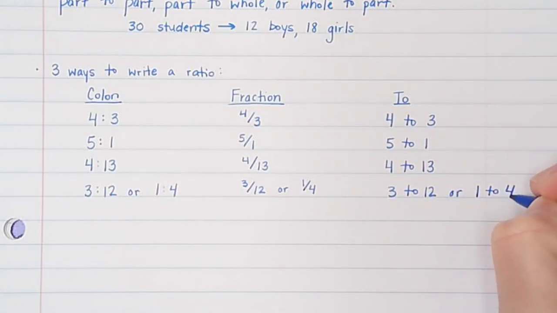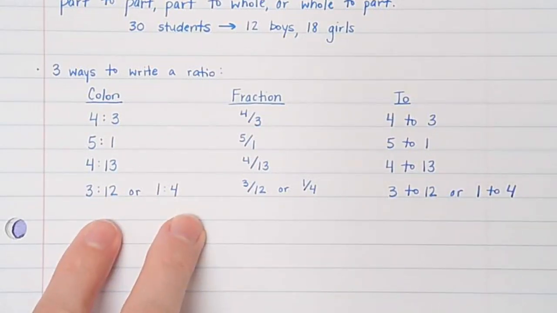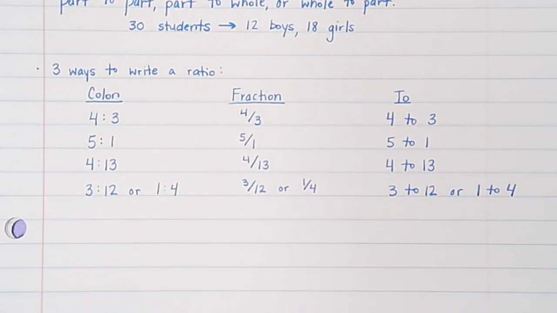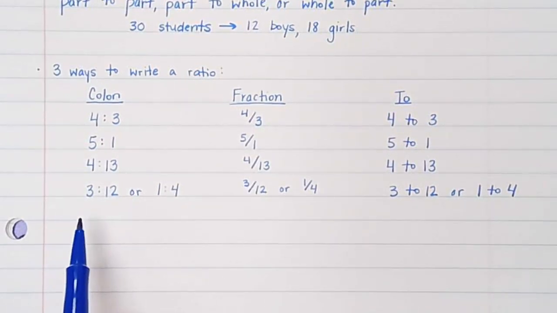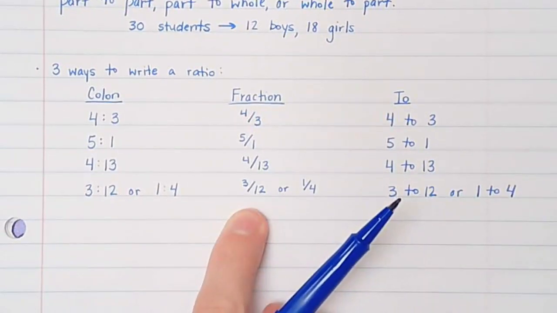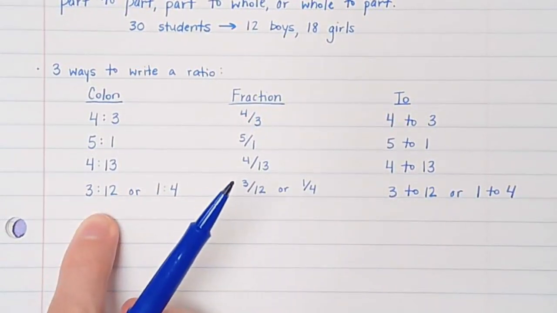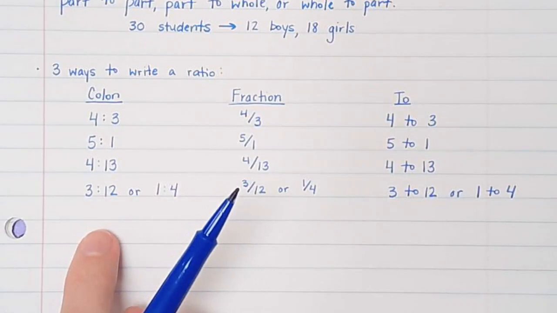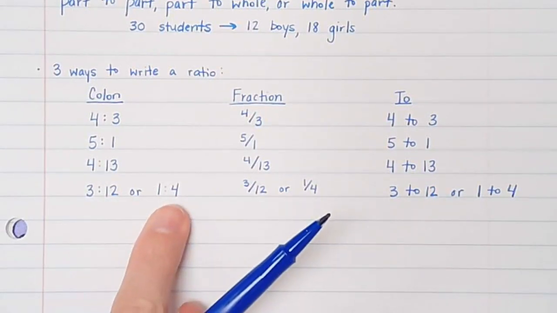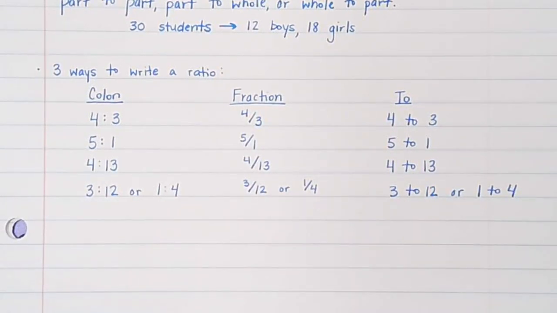Okay, these are equivalent. They're equal. So if you're doing a test and you get 3 to 12 as your answer, but you don't see it listed, they've probably simplified it. You need to understand that this is the exact same thing. It's just been simplified to a smaller version.